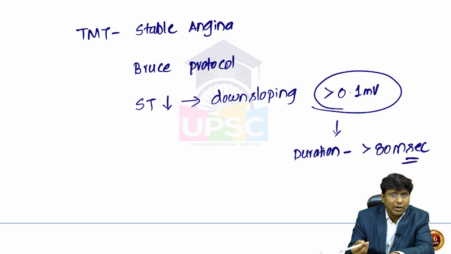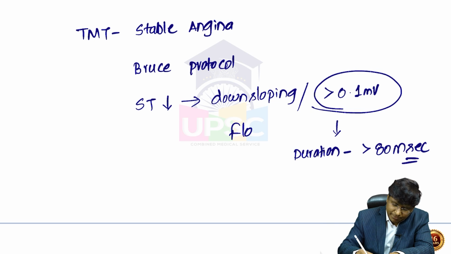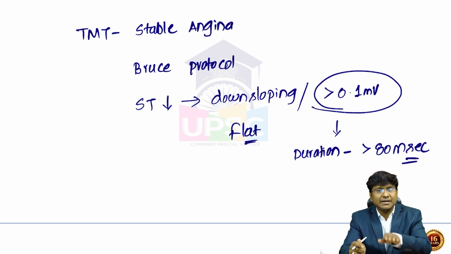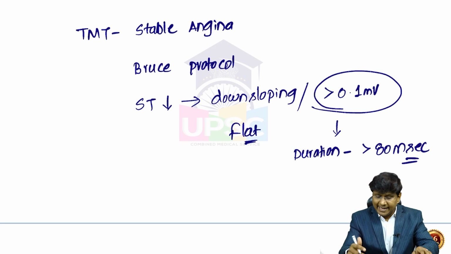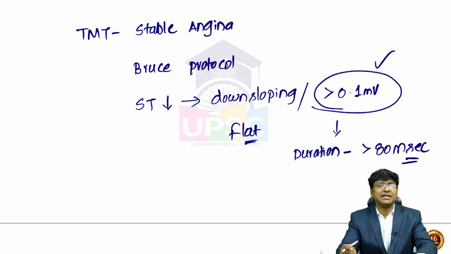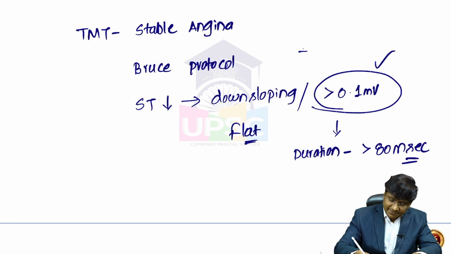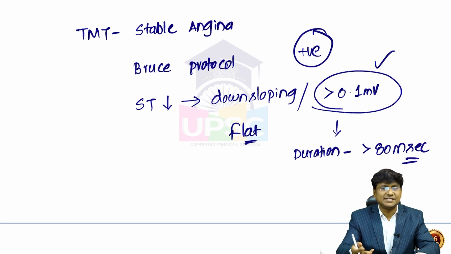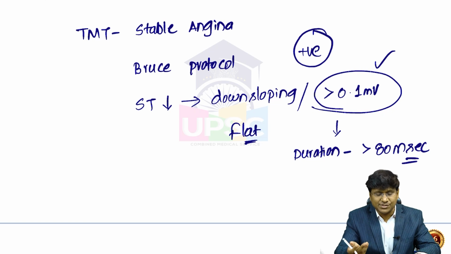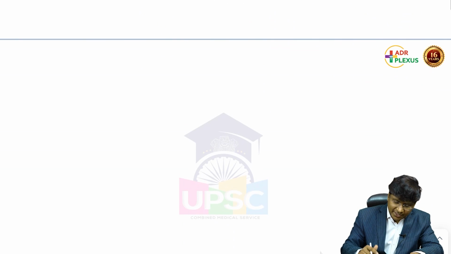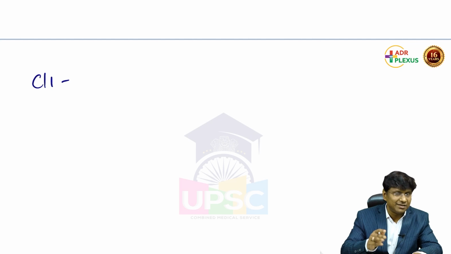Either it should be a downsloping ST segment depression, or the ST segment should become flat and down, right? And how much? It should be more than 0.1 millivolt below the baseline. So we call this a positive treadmill test, and it is very much suggestive of the underlying ischemic heart disease. And you need to be aware of the contraindications of the treadmill test.